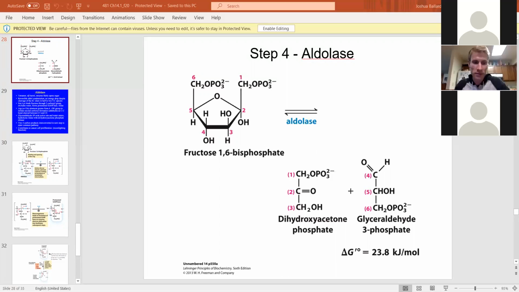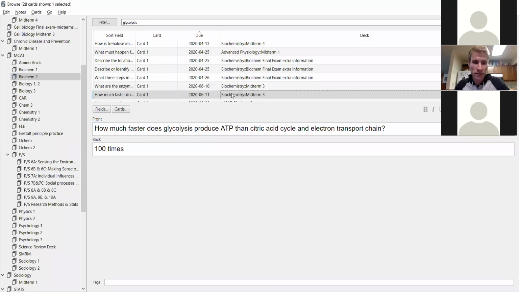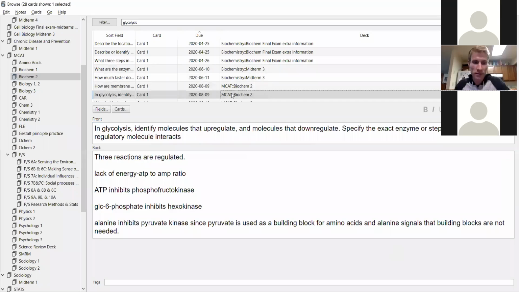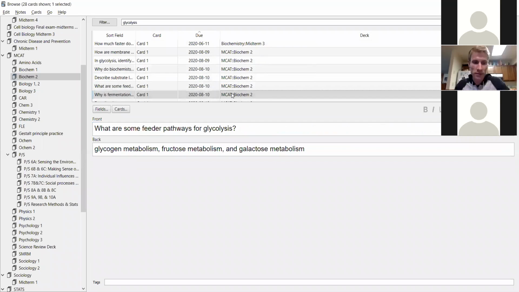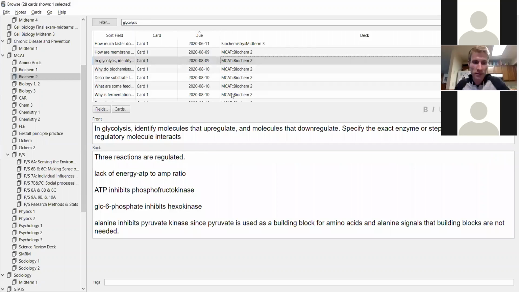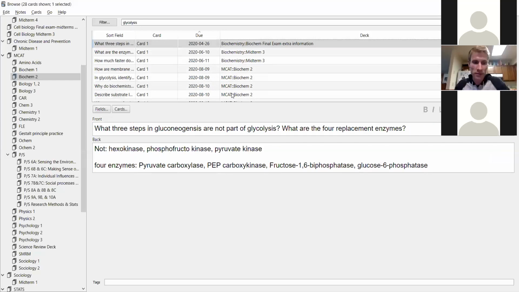Some cards help me memorize what the enzymes were in order. I made this card: what are the enzymes used in glycolysis in order. I put each of the enzymes and a brief function of them. This is very general. I'd recommend making cards of the specifics of the enzymes and the special features, because I know that Dr. Graves will test you on what the enzyme does, but these are just some basic cards that I made. We talked about upregulation, downregulation.